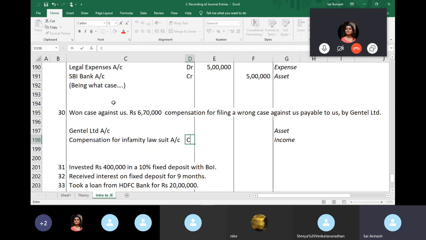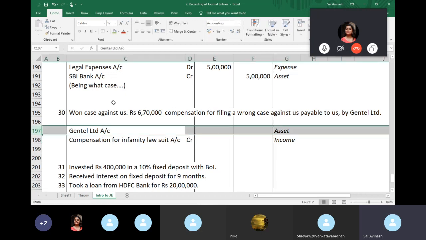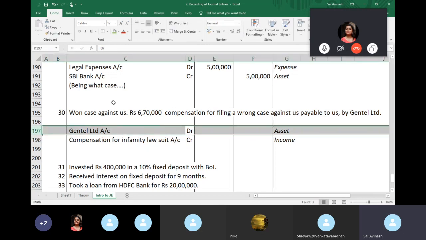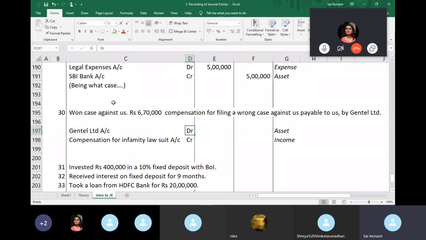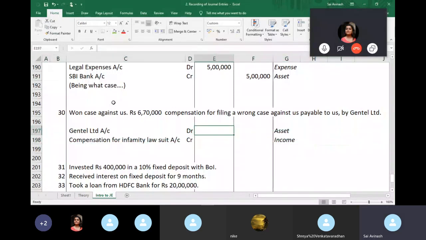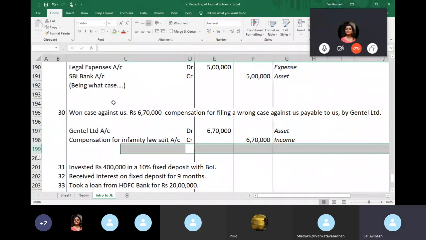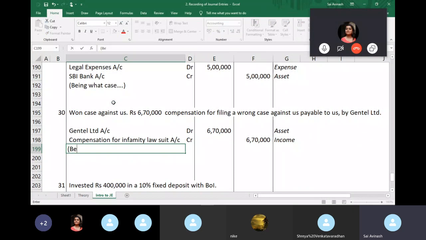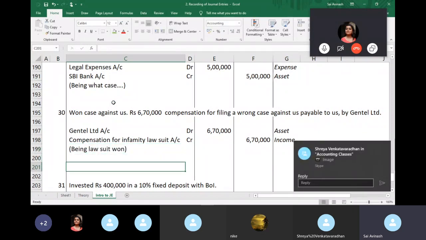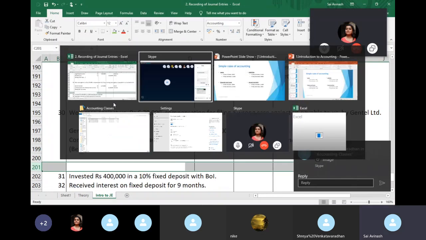So income increases, I credit, and my debtor increases. That is, the amount that he has to pay me is now 6.7 lakhs when it was zero before. So the asset increases as well. You debit the asset when it increases, credit income when it increases, and you mention the value, right? Being again lawsuit one. Any doubts as of now?